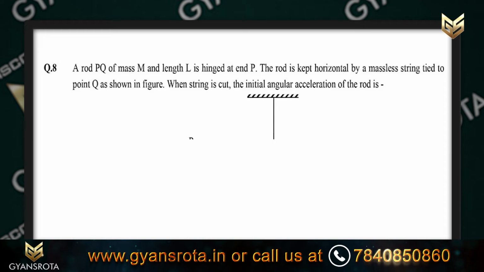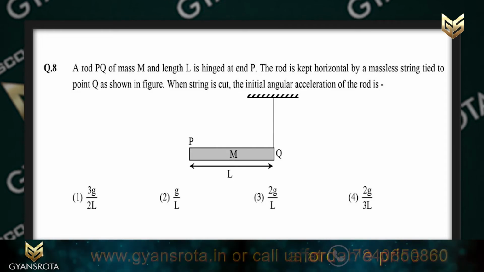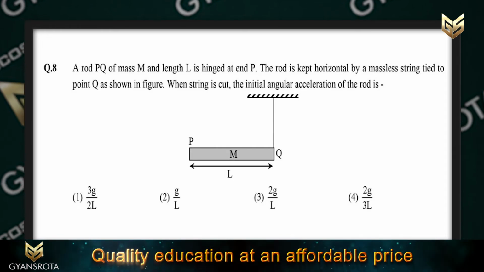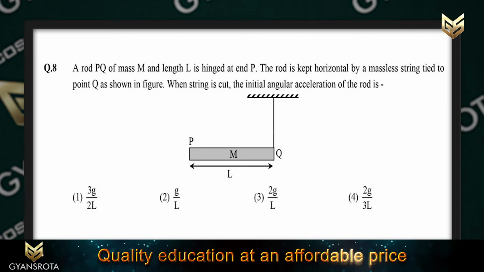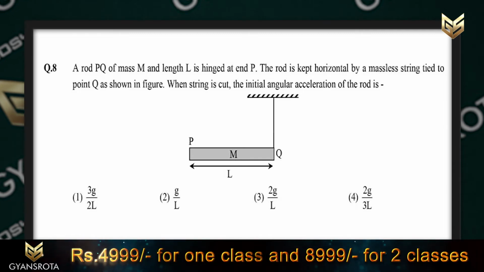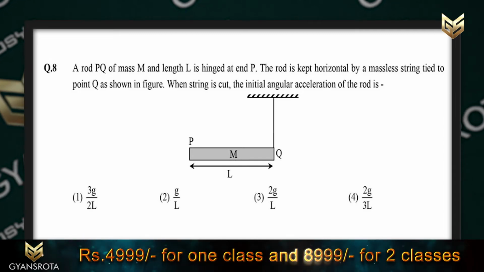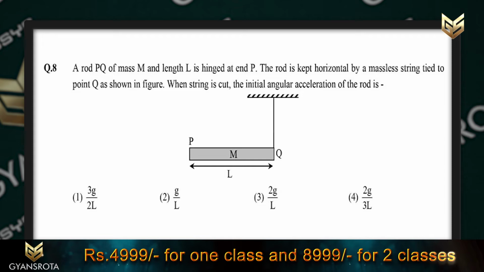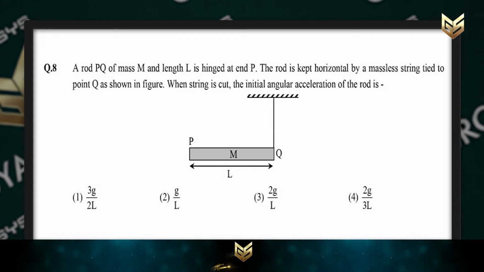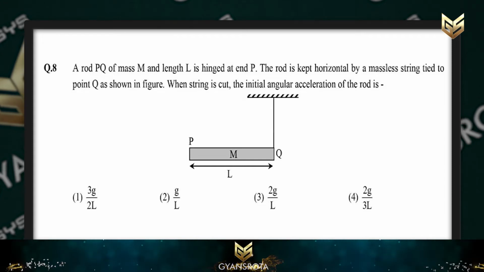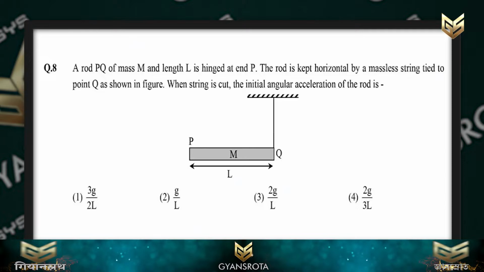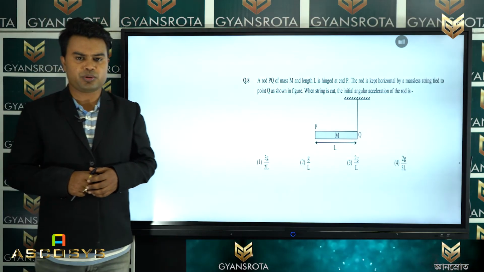A rod PQ of mass M and length L is hinged at end P. The rod is kept horizontally by a massless string tied to point Q as shown in the figure. When the string is cut, the initial angular acceleration of the rod is? Let me show you how to approach this question.